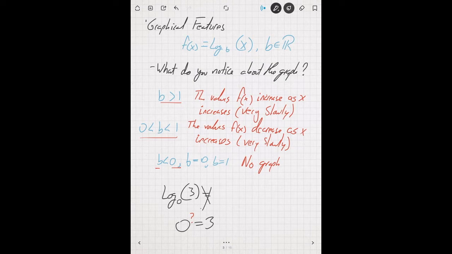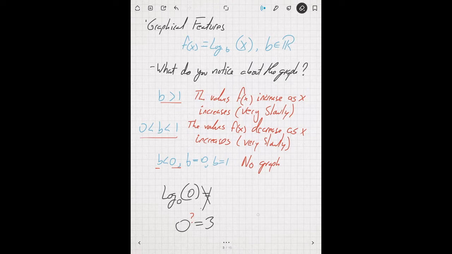This doesn't work for any number. Really, the only number that this would work for would be 0. And I guess 0 to what power gets you 0? Well, any power. Well, keep in mind, 0 to the 0 power doesn't necessarily really equal 0.